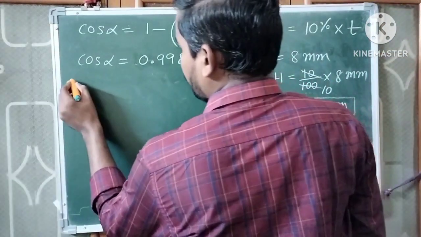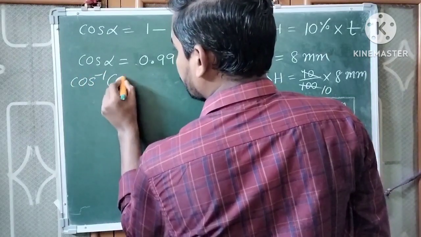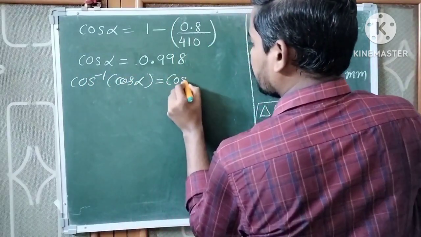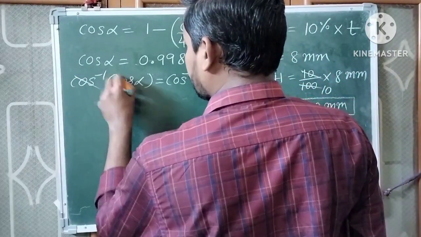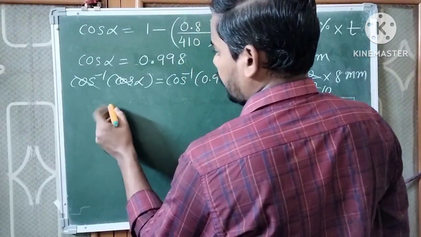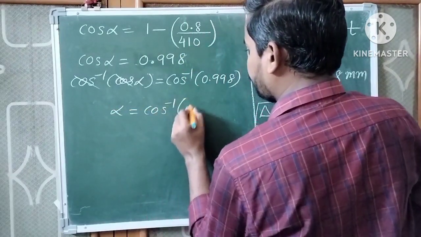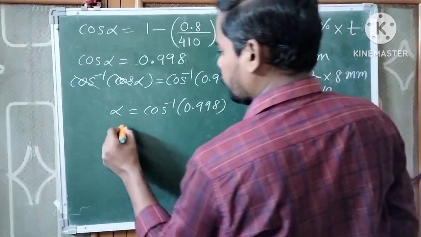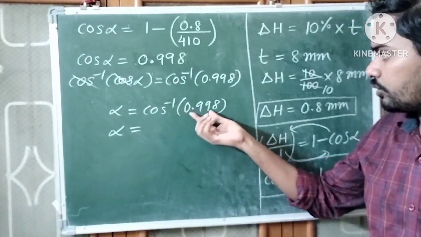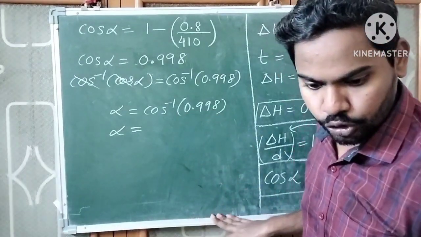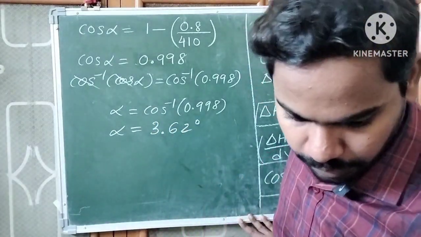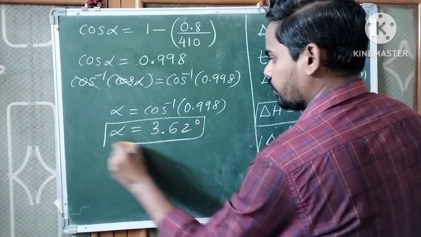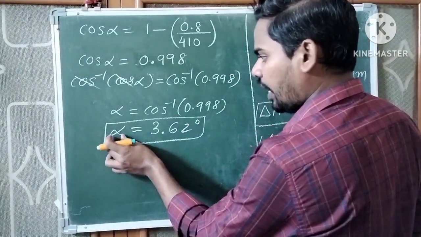So now apply cos inverse on both sides. Cos inverse of cos alpha is equal to cos inverse of 0.998. Cos inverse and cos get cancelled. Now alpha is equal to cos inverse of 0.998. If you use a scientific calculator, cos inverse of 0.998 is approximately 3.62 degrees. But we need the angle of bite in radians.